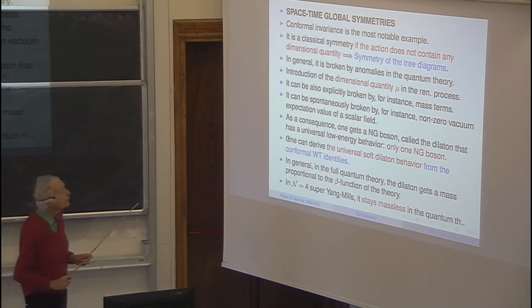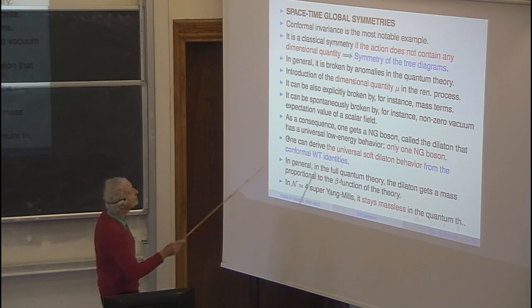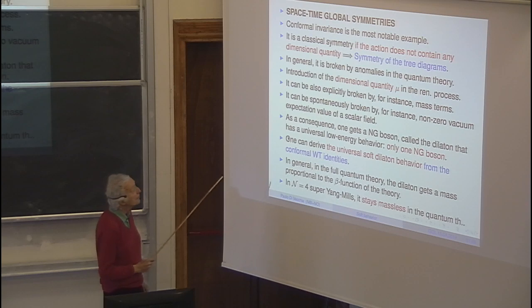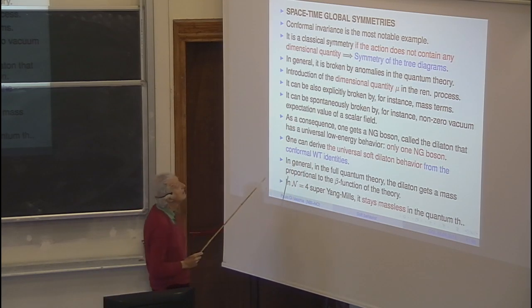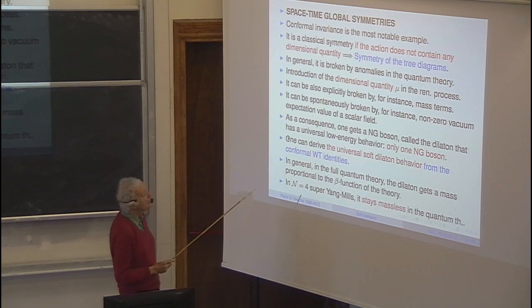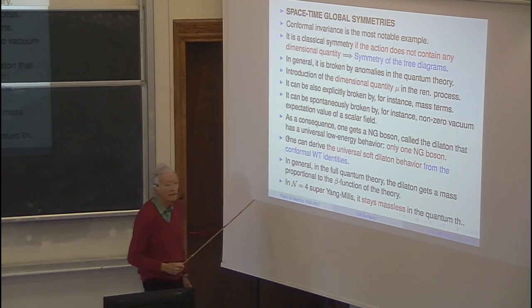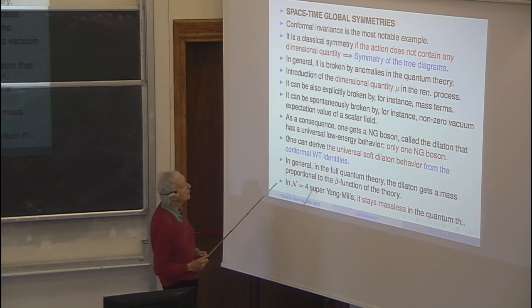Then there are space-time global symmetries, and the most notable is the conformal symmetry. It is a classical symmetry if the action doesn't contain a dimensional quantity. In general, it's broken by anomaly in the quantum theory, because in general you need to introduce a dimensional quantity, mu, when you do the renormalization. And it can also be explicitly broken by a mass term.